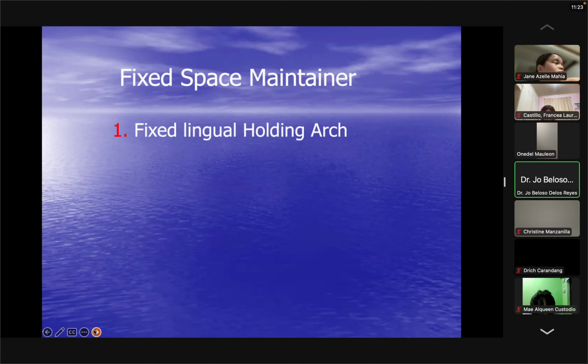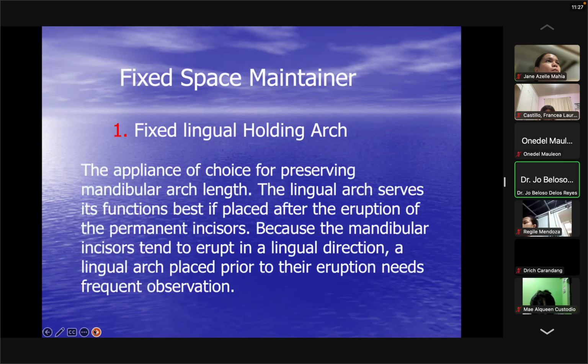Okay, fixed lingual holding arch. The appliance of choice for preserving mandibular arch length. So when you hear the word lingual holding, yun ang keyword mo, yan ay nasa mandibular.